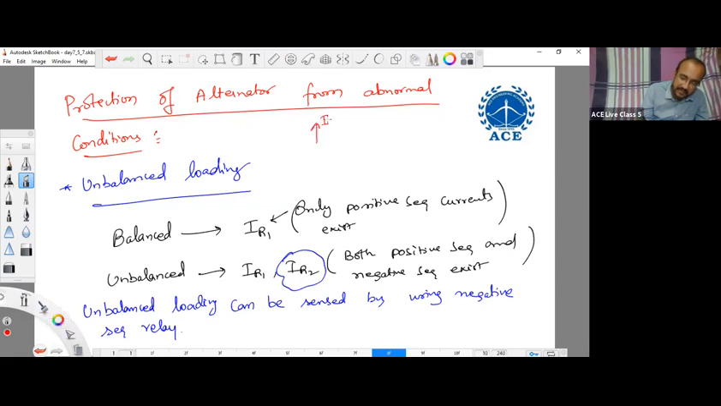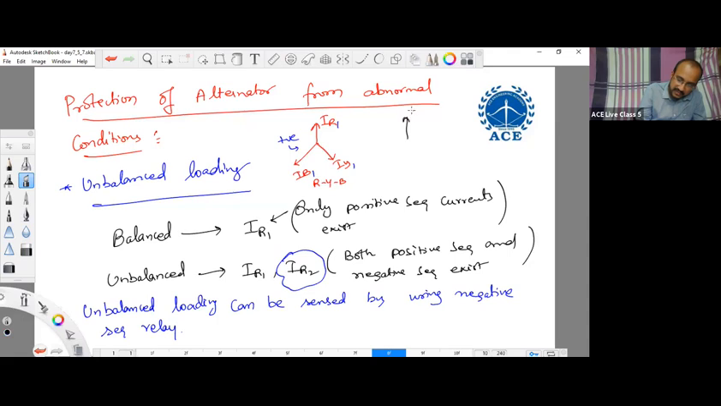Suppose you take IR, IY and IB. The three phase currents are equal in magnitude and phase displaced by 120 degrees, and the phase sequence is the same as what? The original phase sequence of the network. Then they are known as positive sequence currents. So if the magnitudes are equal and phase displaced by 120 degrees, and the phase sequence of these components of currents is the same as the original phase sequence of the network, they are known as positive sequence components.